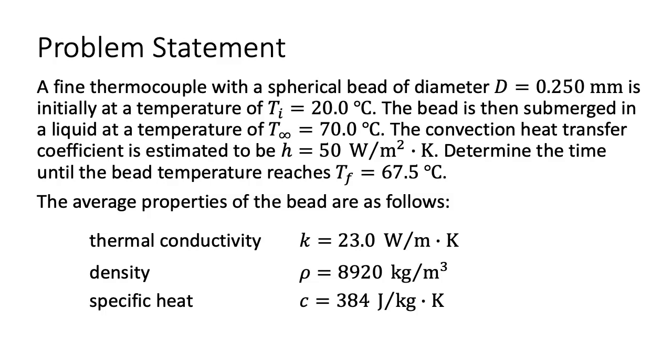The convection heat transfer coefficient is estimated to be 50 watts per meter squared Kelvin, which corresponds to forced convection with gases or natural convection with liquids. Determine the time until the bead temperature reaches 67.5 degrees Celsius. The thermal conductivity, density, and specific heat for a typical type T thermocouple at the average bead temperature are provided.